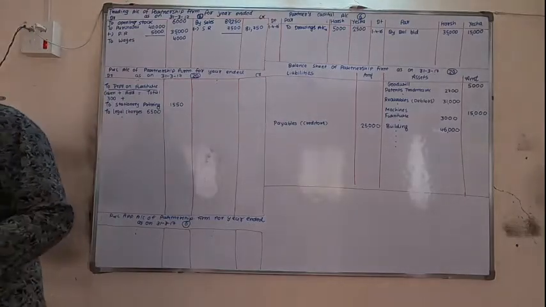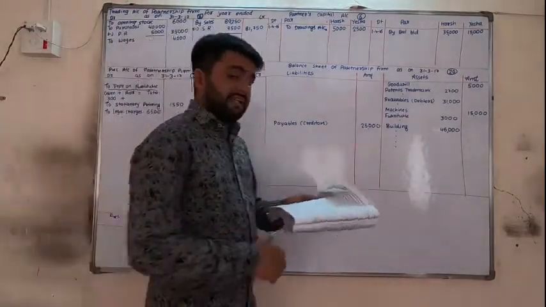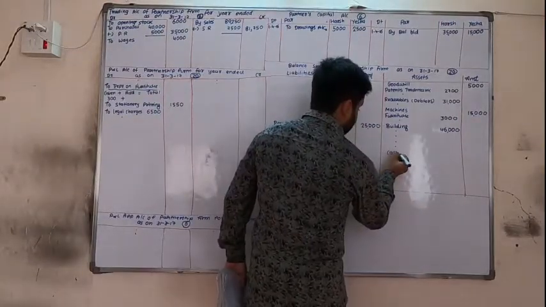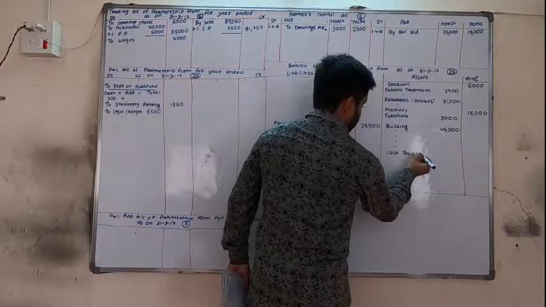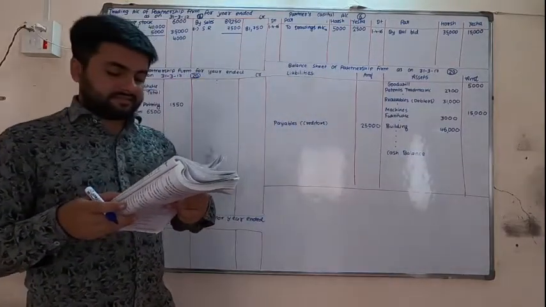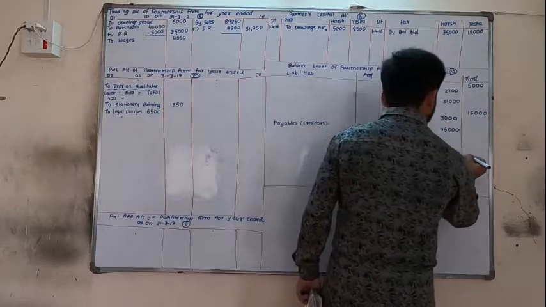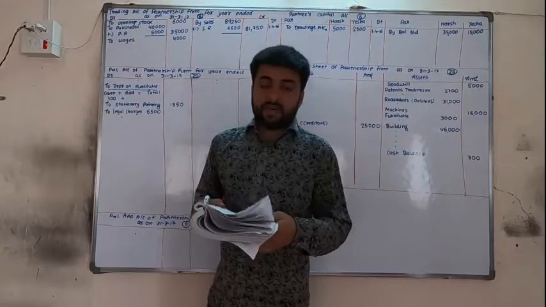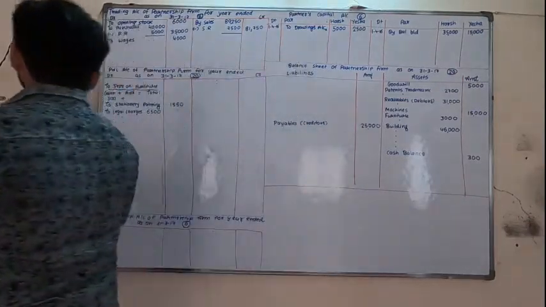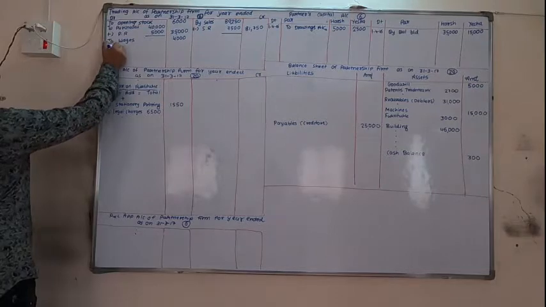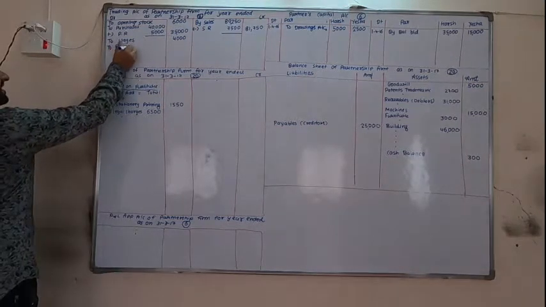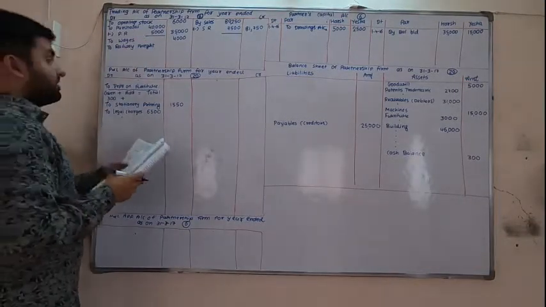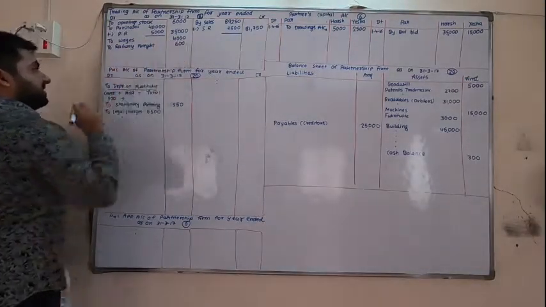Okay friends, after that we are having cash balance. So cash balance is our asset. So on the asset side, cash balance 300. Cash balance is our asset. After that we are having railway freight. Railway freight is the expense of trading account. So on the debit side, railway freight in the outer column 600.